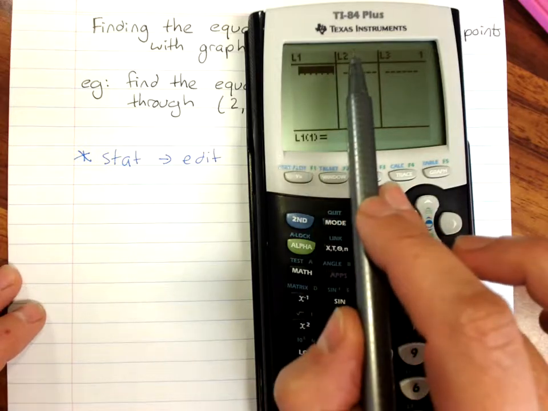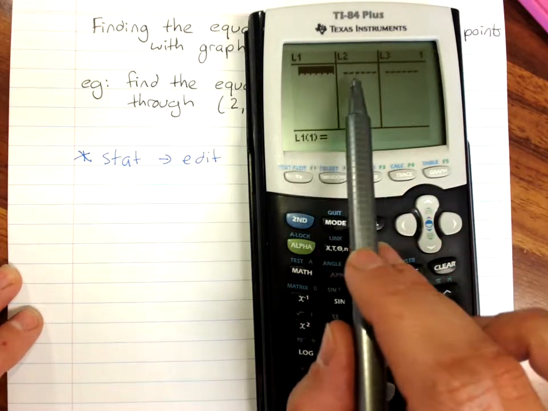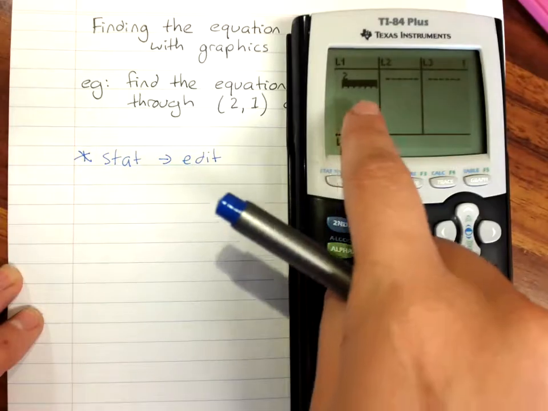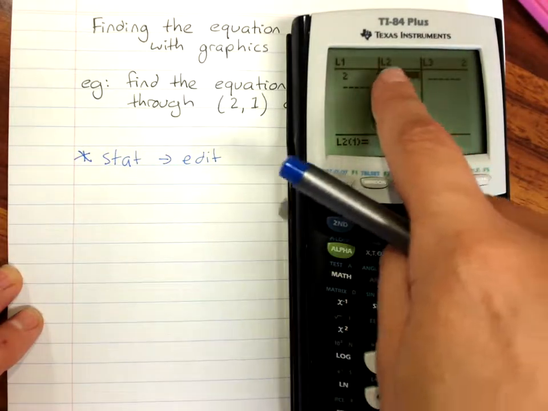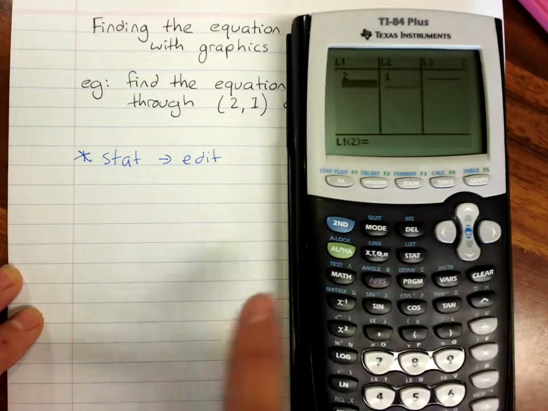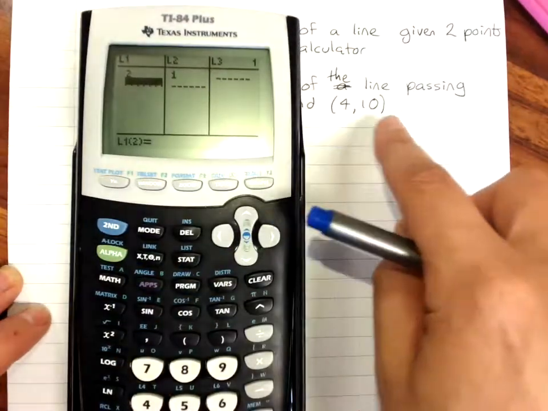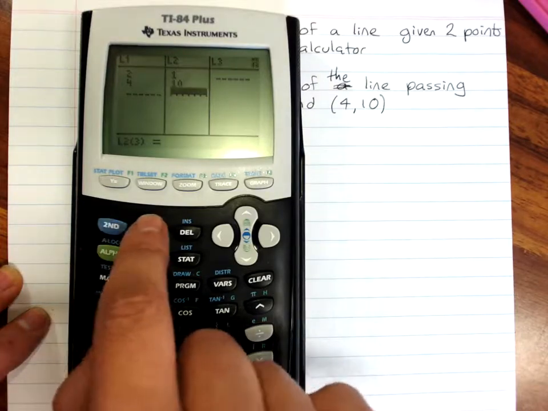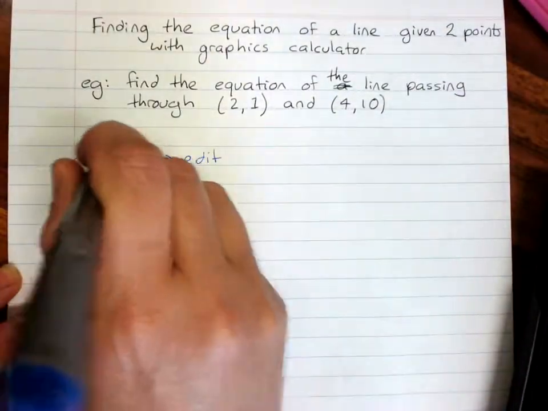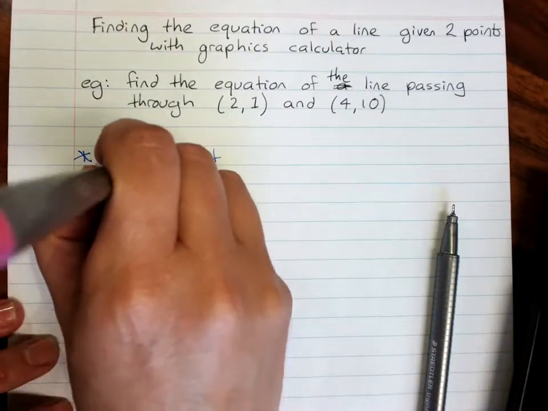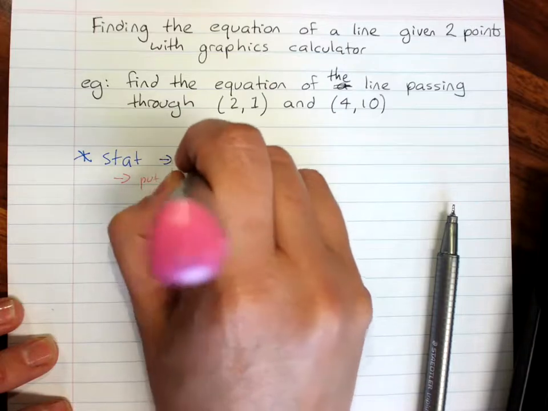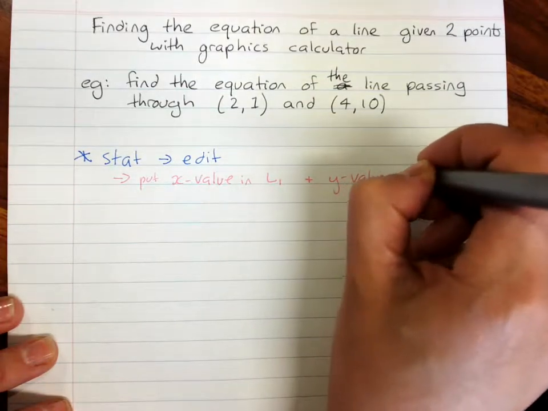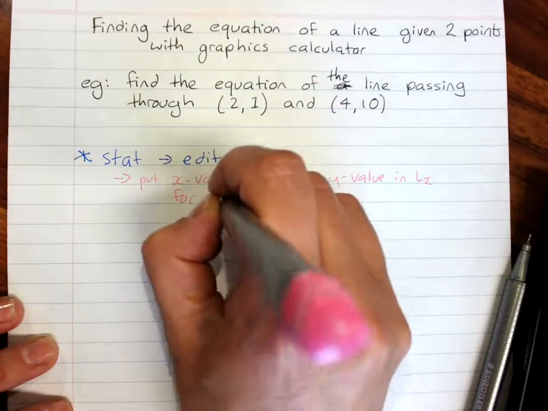And in L1 and L2, we're going to put each point. The X goes in L1, the Y goes in L2. So my first point, 2, Enter. Now don't put the 1 here. The 1 has to go in L2, where the Y goes. So my first point is in. My second point is 4, 10. 4 in the L1, 10 next to it in L2. Quit out of that. So, Stat and Edit. Put the X value in L1 and Y value in L2 for both points.